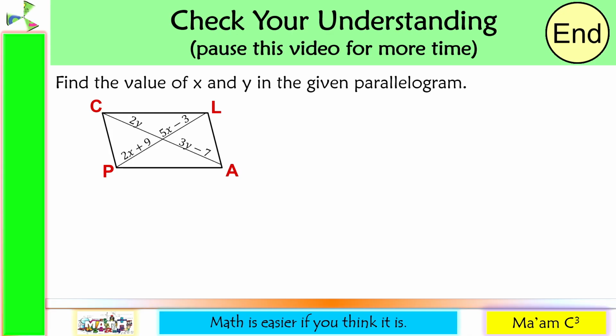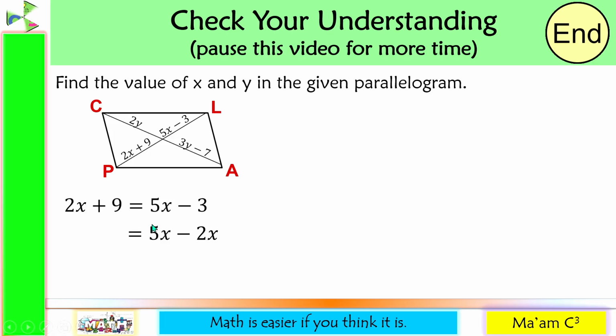Let us answer. Find the value of x and y in the given parallelogram. So we have here parallelogram CLAP, and the measurement of bisected diagonals are given. Since diagonals bisect each other, we can equate 2x plus 9 and 5x minus 3. Since 5x is greater than 2x, let us move 2x here. It will become 5x minus 2x.